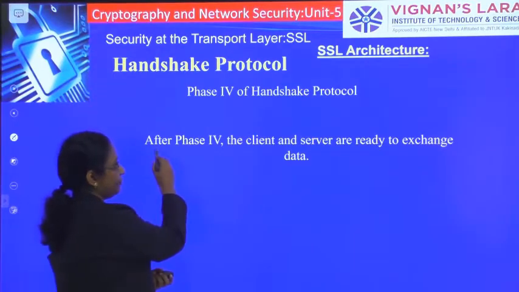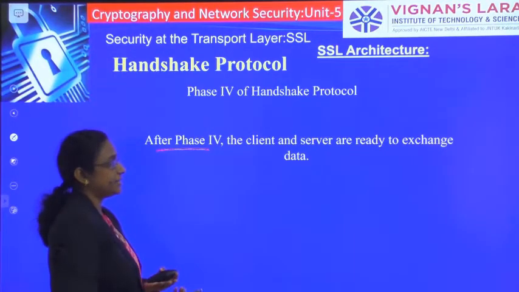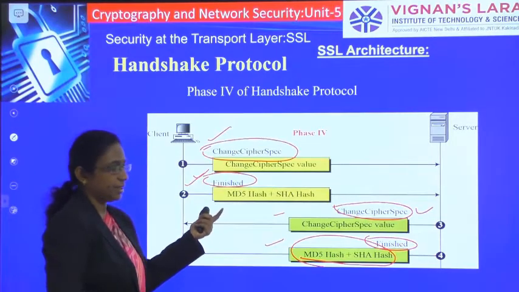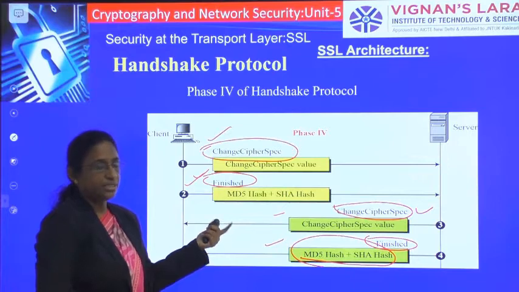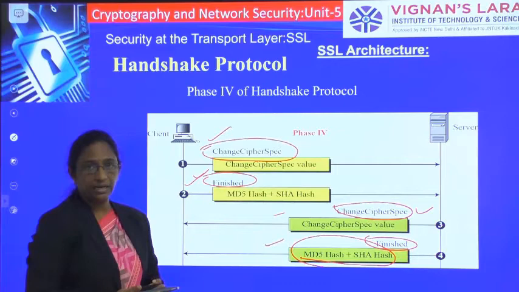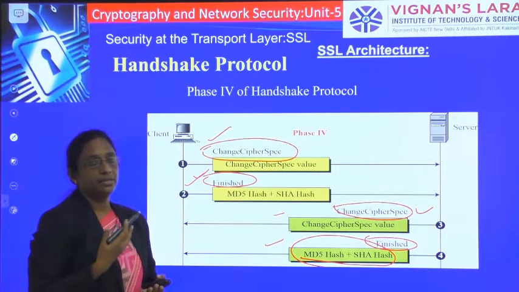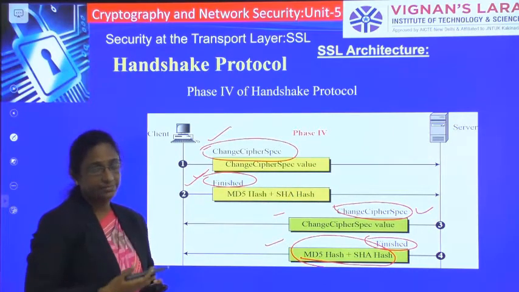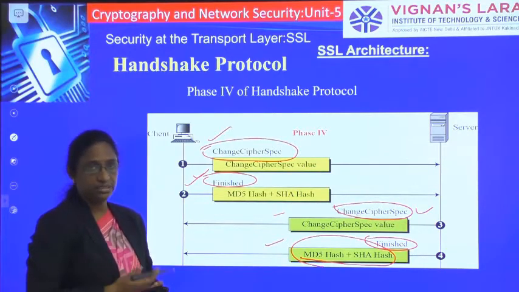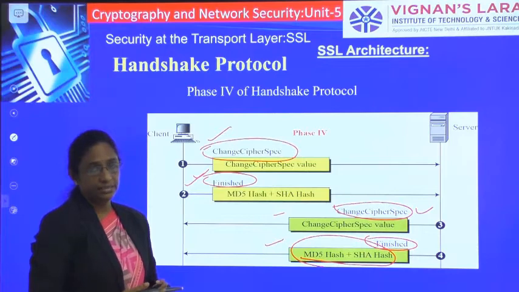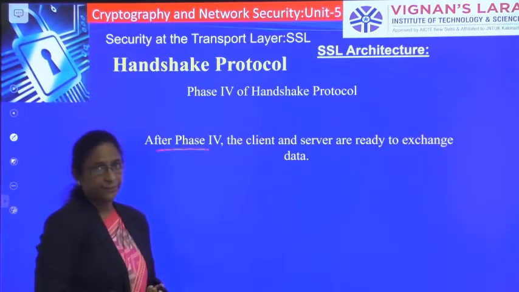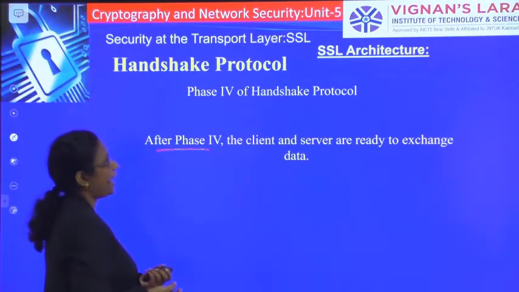After phase 4, the client and server are ready to exchange data. Now both know which compression algorithm, which encryption algorithm, and which hash functions they have to use. Since they both know the algorithms they want to use, they can now start exchanging the data. So that is about the handshake protocol.